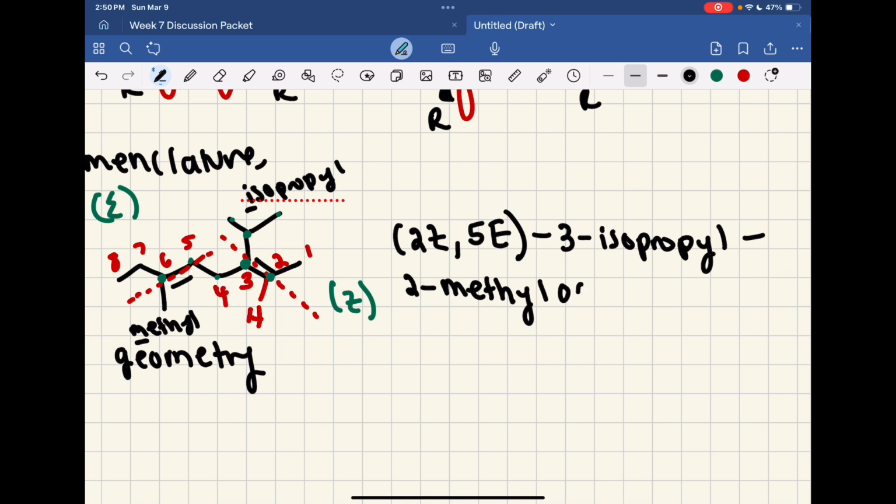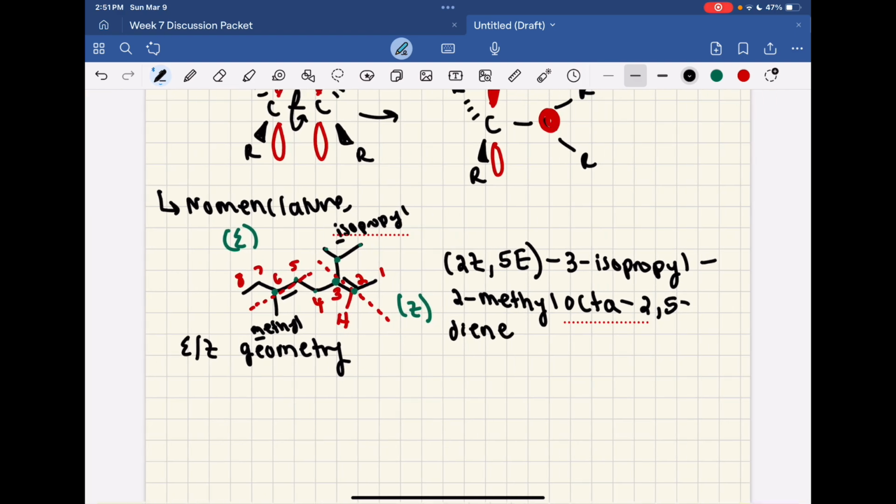Well, it's an oct. Okay. Where are the double bonds? So this is octa hyphen 2, 5, where the double bonds begin. And since there are 2 double bonds here, we would call this a diene. Okay, diene. And that's the name of this molecule. So this was probably the hardest one. We had E/Z geometry, common name substituents, as well as there being 2 double bonds present, so a diene. But we would expect you to be able to name a molecule like this.